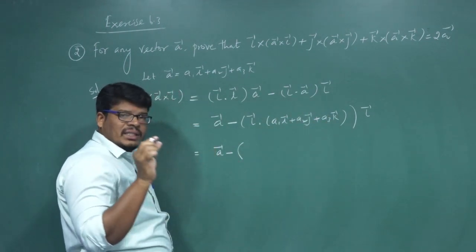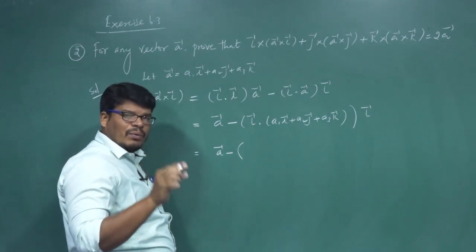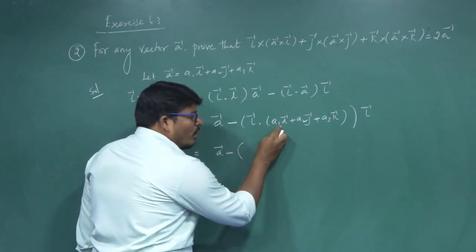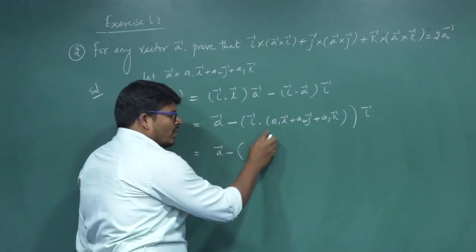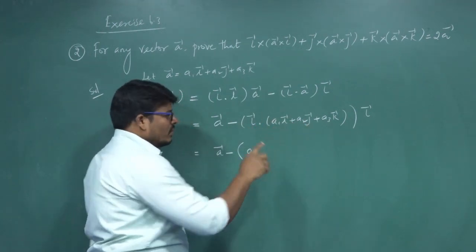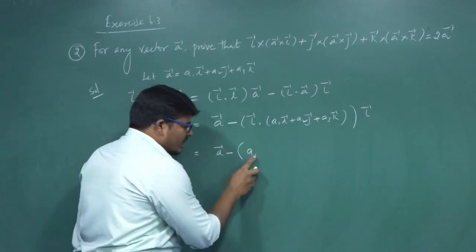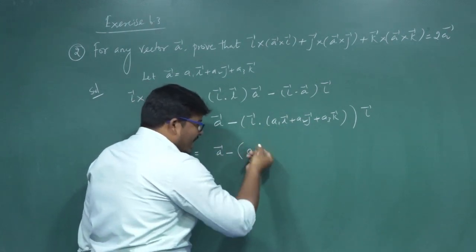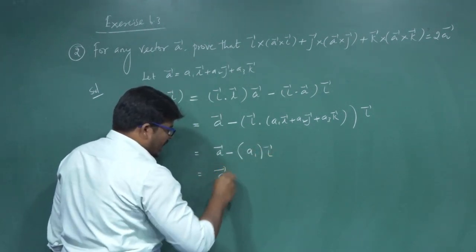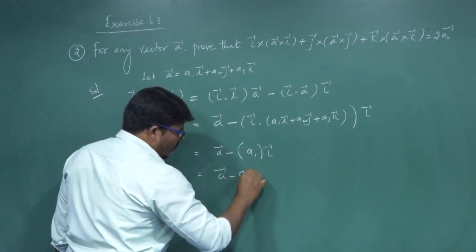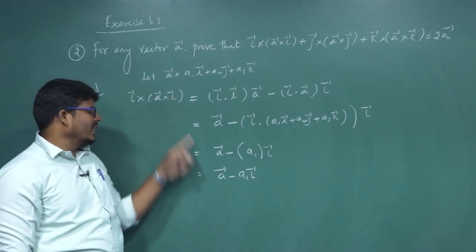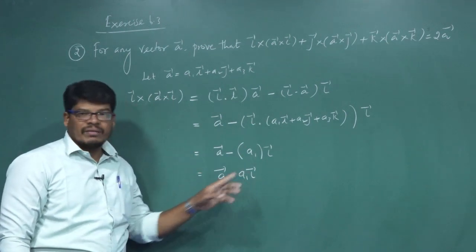In the dot product of two vectors, i dot i is 1, j dot j is 1, k dot k is 1. First, i vector dot A1 i vector is 1 into A1, which is A1. Otherwise i dot j is 0 and i dot k is 0. Getting A1 only, A1 into i vector. So the result is A vector minus A1 i vector. That is one of the results.